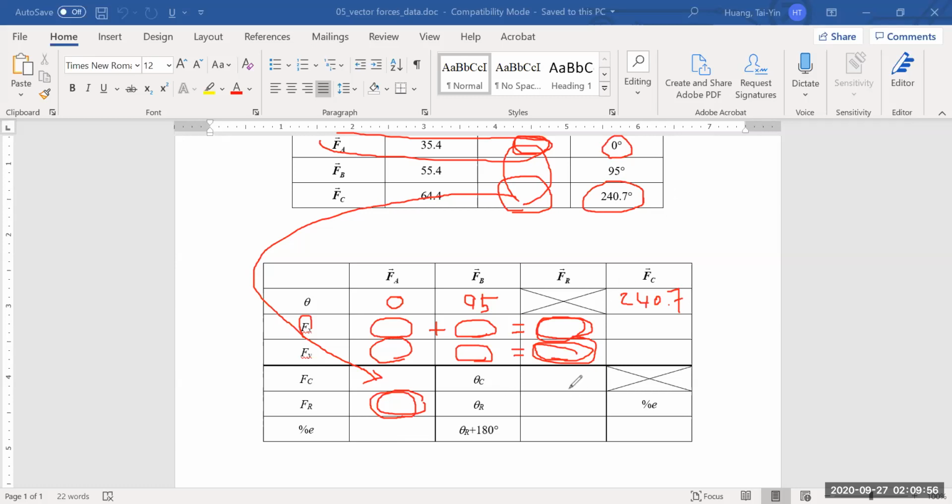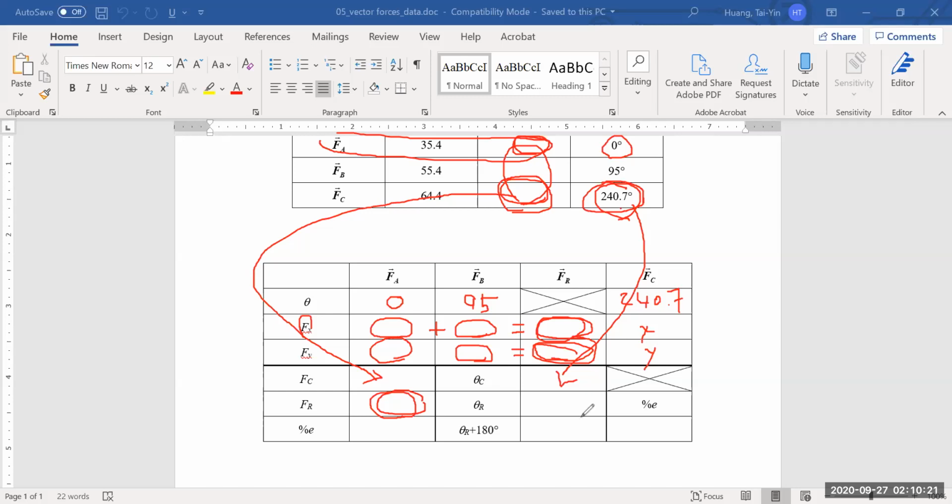Now for theta C, this is already given, so you can actually enter that value in here. And then the x component and y component of FC, you have the magnitude and you have the angle, so you can actually resolve the vector into the x component and the y component. That you can also do the calculation.